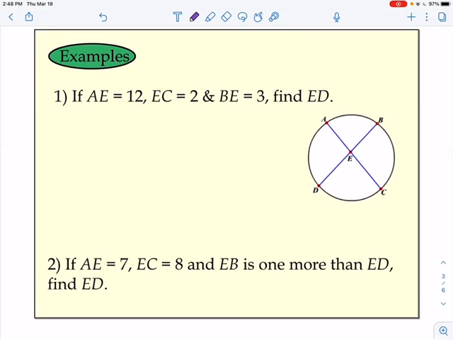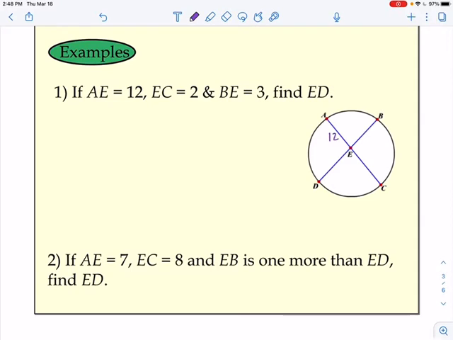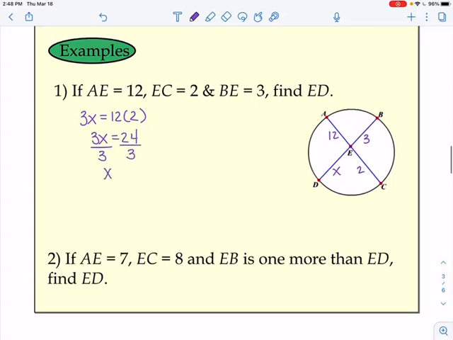So let's take a look at some examples here. If AE is 12 and EC is 2 and BE is 3, we want to find ED. These are my chords, intersecting inside the circle. That means segment times segment is going to equal segment times segment. Or 3 times x is going to equal 12 times 2. 12 times 2 is 24, so 3x is going to equal 24. Divide both sides by 3, and x is going to equal 8. It's as simple as that.